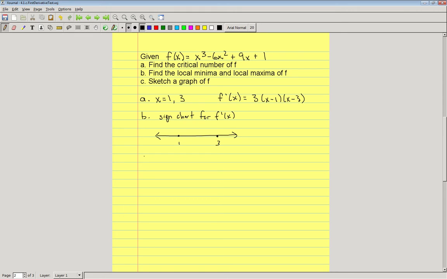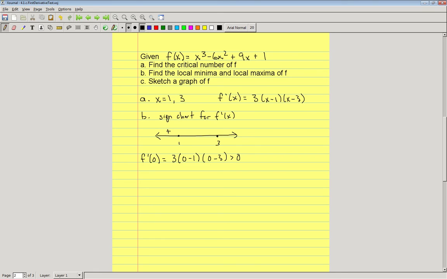Now what we'd like to do is plug in a point from each of those intervals to determine if our function is increasing or decreasing in those regions. First, we pick a number that is less than 1. We're going to choose 0. So we have 3 times 0 minus 1 times 0 minus 3. We have a positive times a negative times a negative. So this is going to be positive. So the function is increasing in that region.